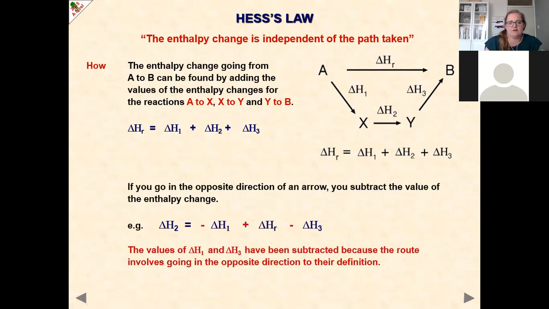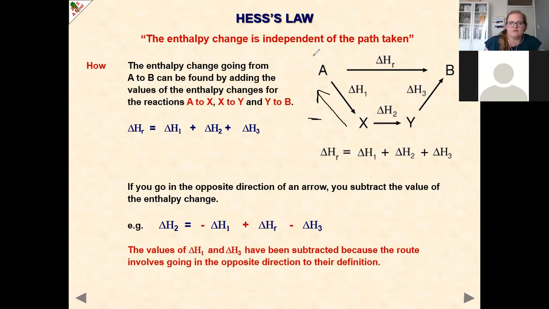If you go in the opposite direction of the arrow, you subtract the value of the enthalpy change. So for example, if we had delta HR and we want to work out delta H2, you would do minus delta H1, because we're going in this direction. Actually, let me put my pen on. There we go. So if we want to work out what delta H2 is, if we're going the opposite way, we're going against that, we're going to subtract that value because we're going against it.